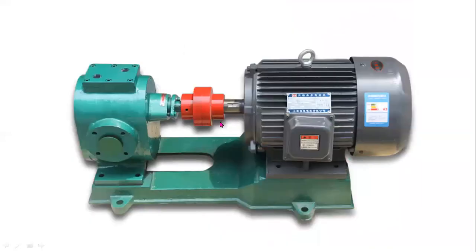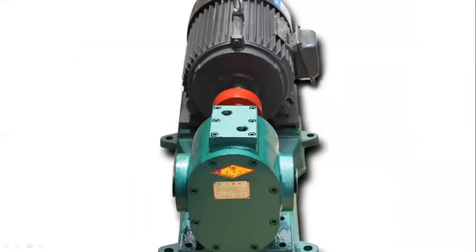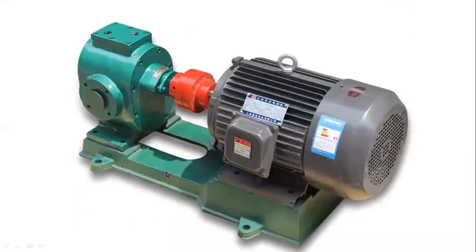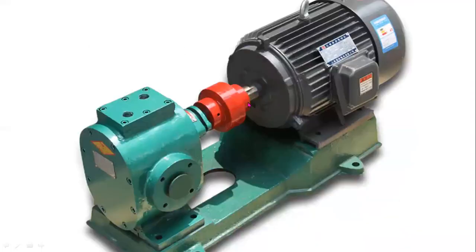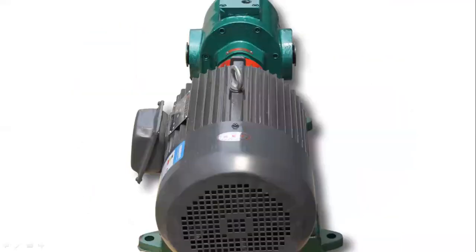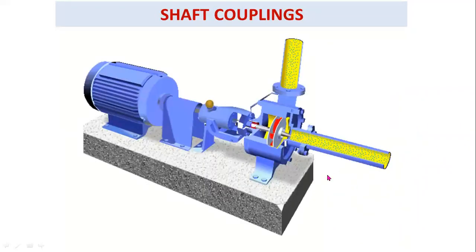This is another example of a shaft coupling. This one is the coupling. This coupling is used to join these two machine components. Here also you can observe, a coupling is used to join a motor shaft and pump shaft. This is a pump shaft and this is a motor shaft. To join these two shafts, we are using a coupling.